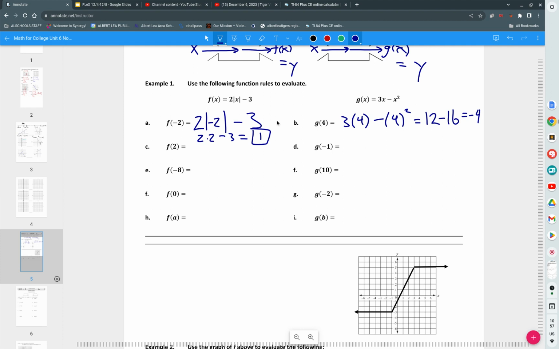What I would like you to do is do example E and example G on your own. E and G. We don't have to do all of these. I'd like you to try E and G right now.